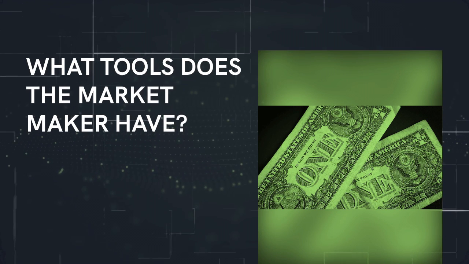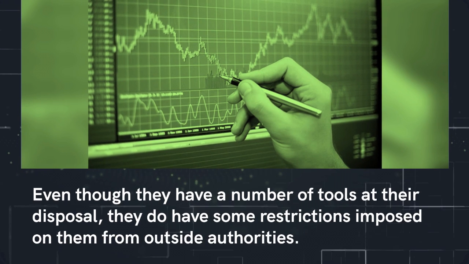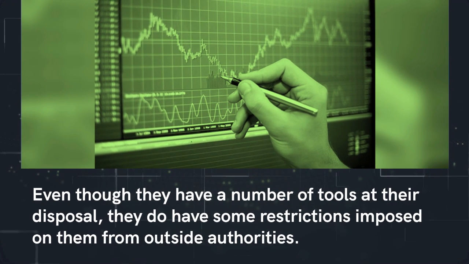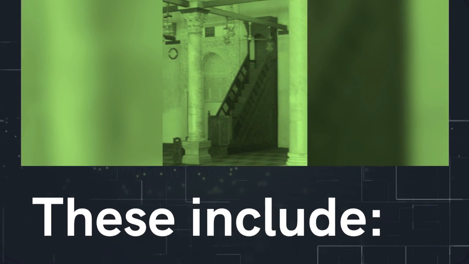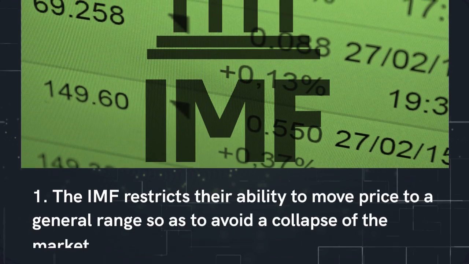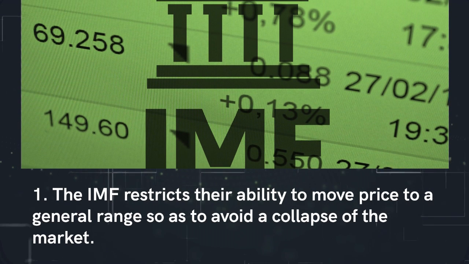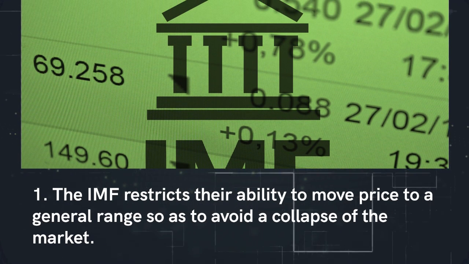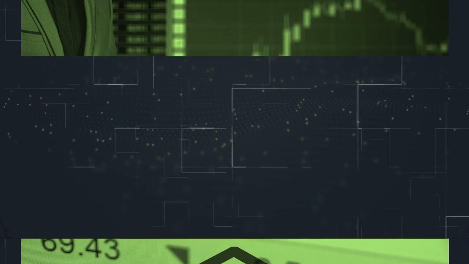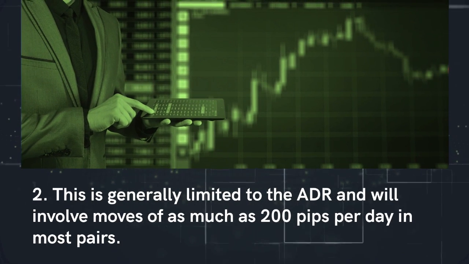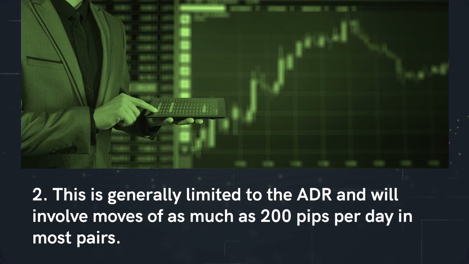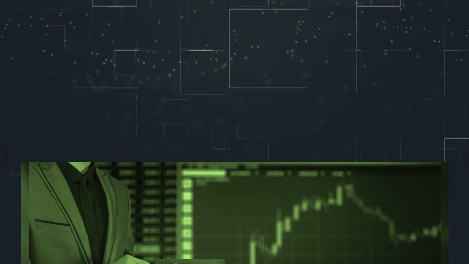What tools does the market maker have? Even though they have a number of tools at their disposal, they do have some restrictions imposed on them from outside authorities. These include: 1. The IMF restricts their ability to move price to a general range so as to avoid a collapse of the market. 2. This is generally limited to the ADR and will involve moves of as much as 200 pips per day in most pairs.